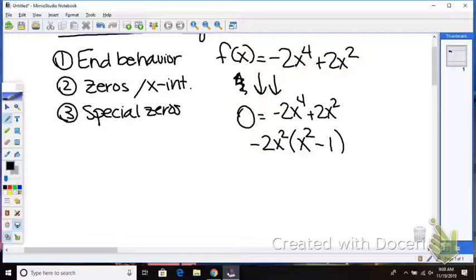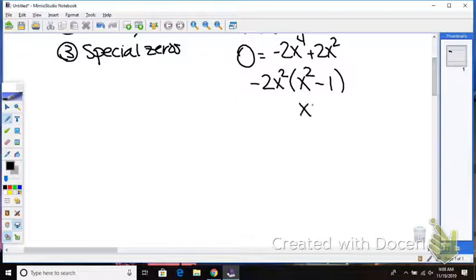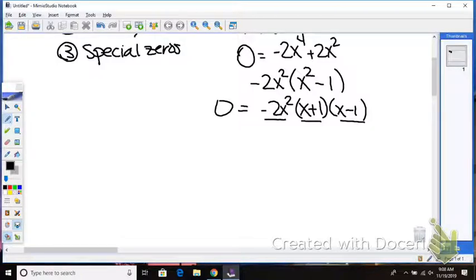Okay. Now, does that on the inside look familiar? Yeah. It's one of those difference of two squares, because I have two perfect squares in the subtraction. So this can factor now to x plus 1, x minus 1. And after I get it totally factored, what do you do with each factor? Put each one equal to 0. Okay? So I'm going to have negative 2x squared equals 0. I have x plus 1 equals 0. And x minus 1 equals 0.